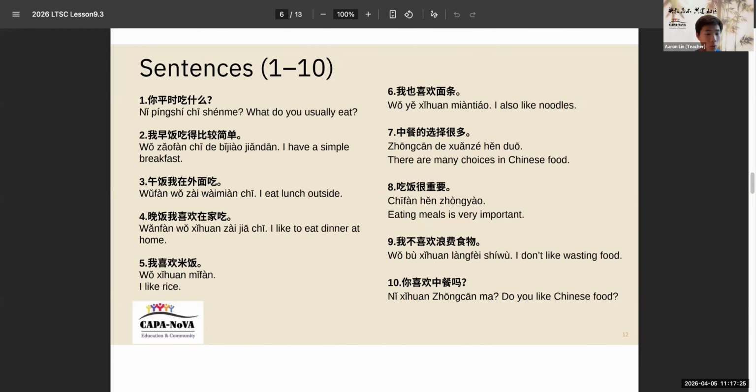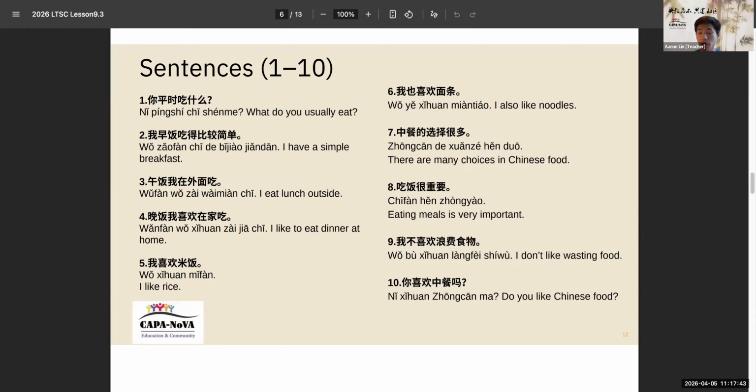Number 5, 我喜欢米饭. This means I like rice.